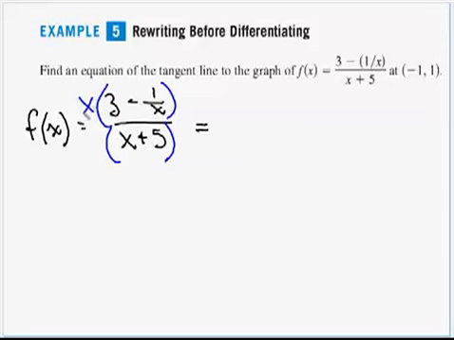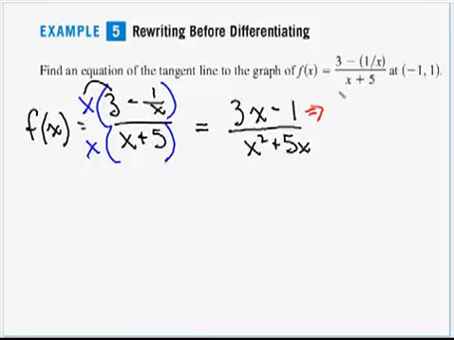So I'm going to multiply through the numerator term by an x. And to make it fair, I'm going to multiply through the denominator by the same x. So here when we distribute, now our numerator is 3x minus 1. And our denominator is x squared plus 5x. So we didn't change it much. We made it look a little different. And now it's probably going to be a little bit easier to use the quotient rule on.